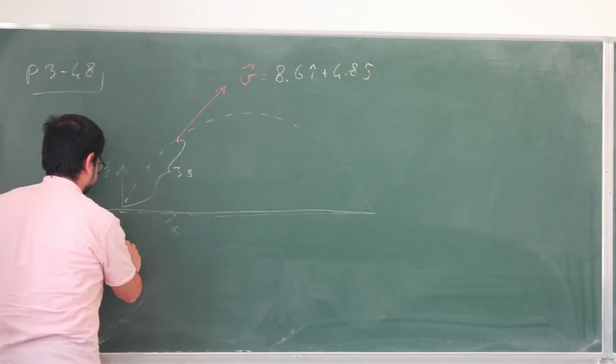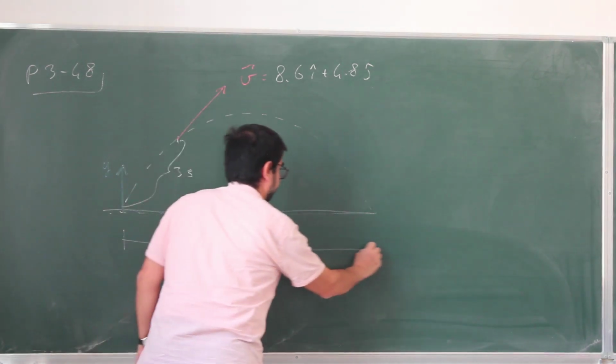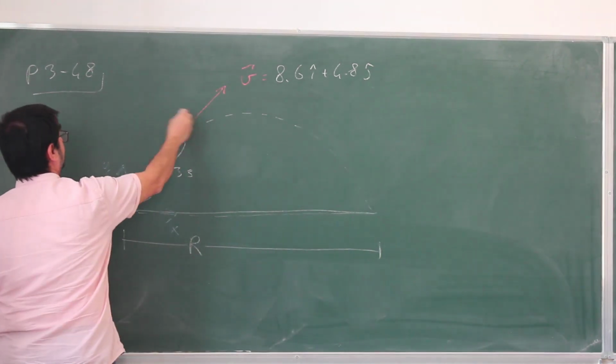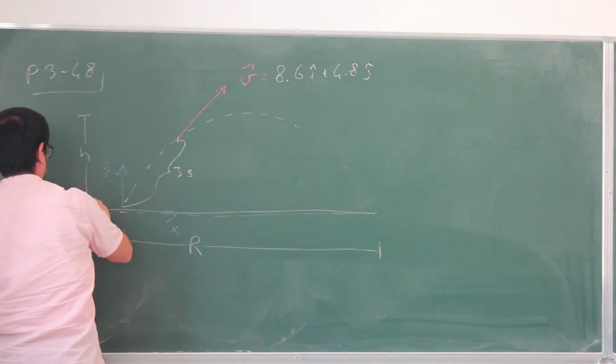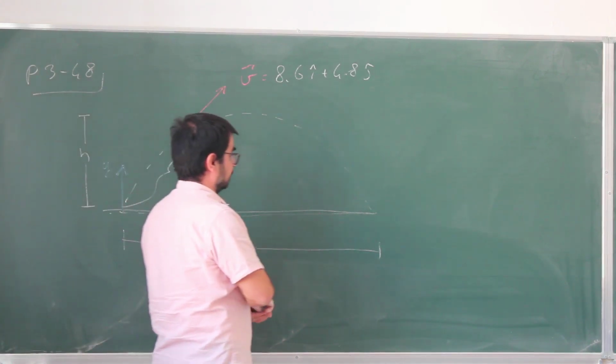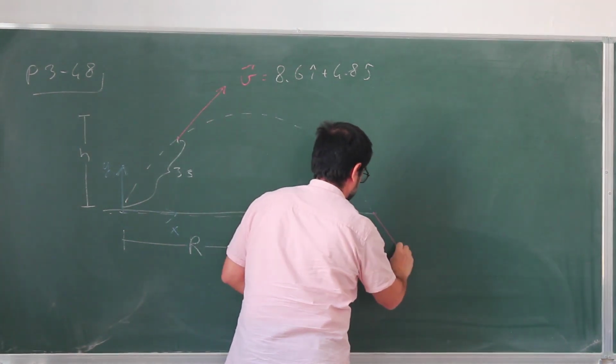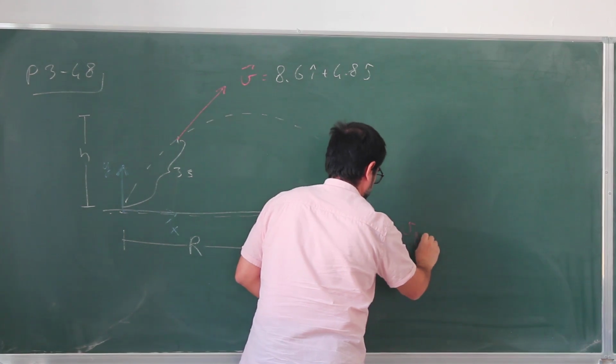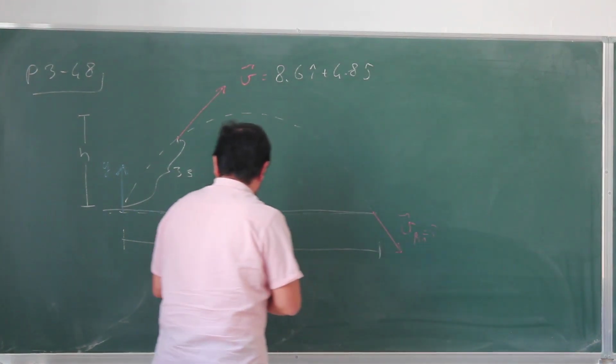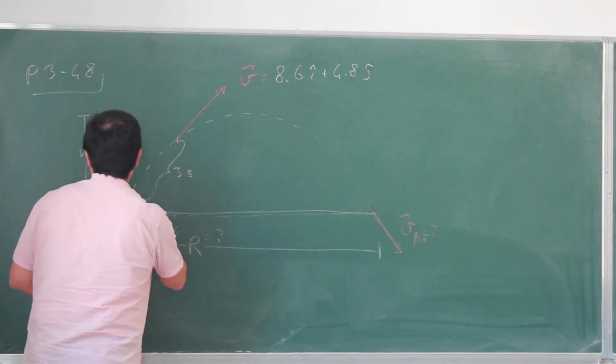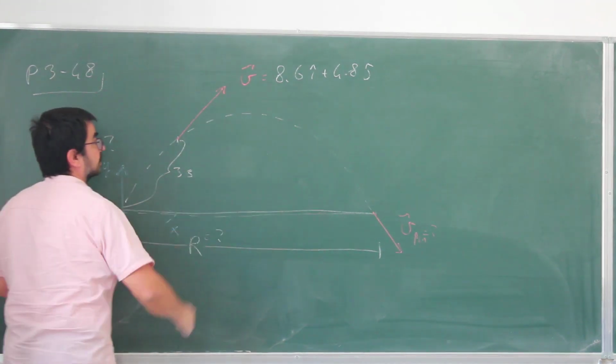So the range, the maximum height, okay, something like this, and its final velocity. Let's again use color chalk here. They're asking for all these things in part A, part B, and part C over there.